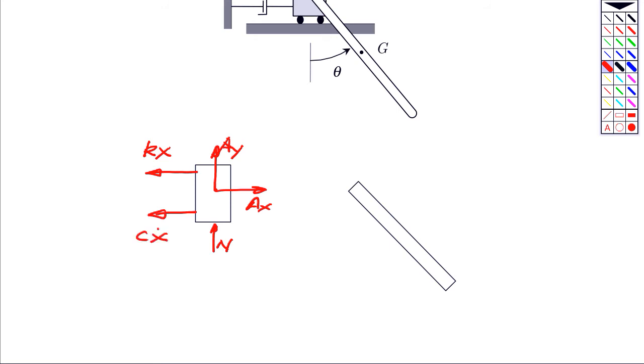Moving over to the bar, Newton's third law says we have equal and opposite forces. So AX to the left, AY down. We have a weight force of mg. I'll call the center of mass of that G. And what I'm going to do is use for my coordinates in both kinetics and kinematics, x to the right and y up.